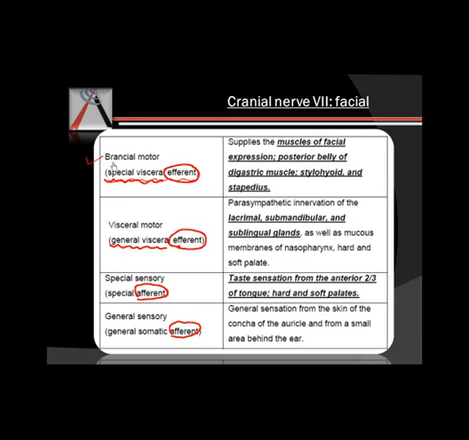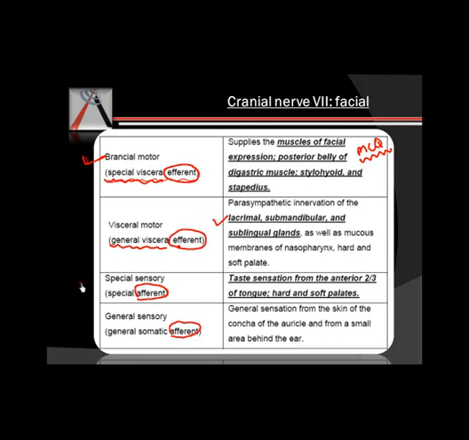Now when we talk about the special visceral efferent, or the supply to the muscle, it's also called branchial motor. The branchial motor includes the muscles of facial expression, posterior belly of the digastric, the stylohyoid and the stapedius. Then we have the general visceral or the visceral motor. It gives a parasympathetic innervation to the lacrimal gland. If you remember, it supplies the lacrimal gland via the pterygopalatine ganglion. It supplies the submandibular and the sublingual gland via the submandibular ganglia, as well as it supplies the mucous membrane of the nasopharynx, the hard and soft palate.